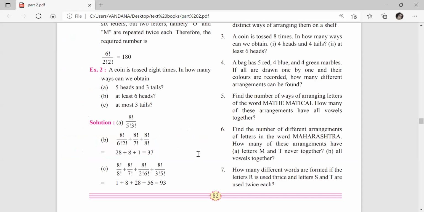How many different words are formed with the letters if the letter R is used thrice and the letters S and T are used twice each? How many words can be formed if R is used thrice? Question 7.